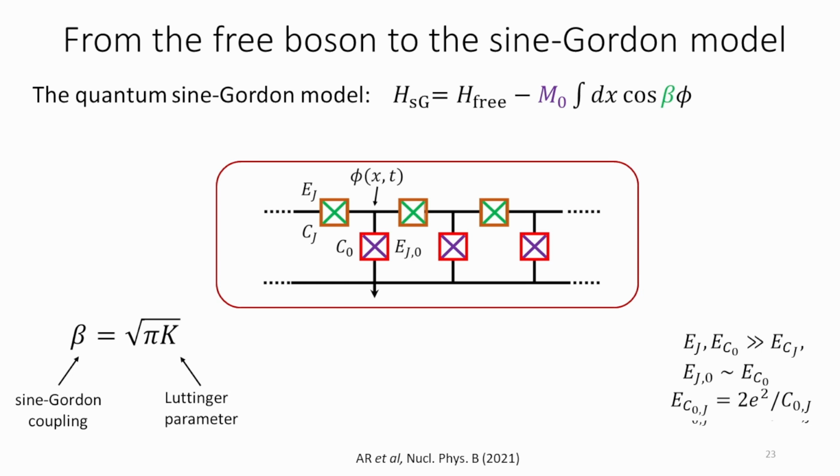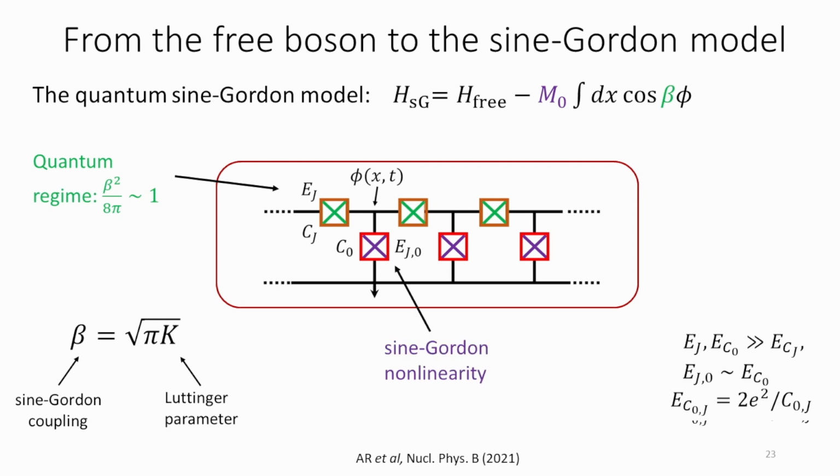And there is an interesting feature of this circuit that I want to point out. You see there are two Josephson junctions in each unit cell, and they do different things. So this junction tunes the beta, the sine-Gordon coupling. And this junction gives rise to the sine-Gordon nonlinearity. It tunes the M0. And so with this, you have two knobs that you can independently tune and probe the entire sine-Gordon regime.